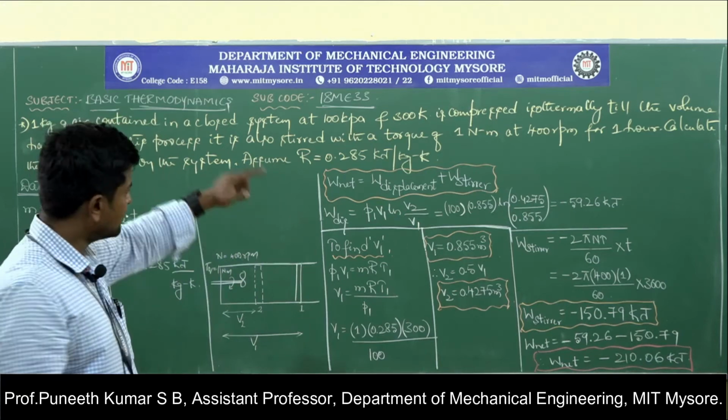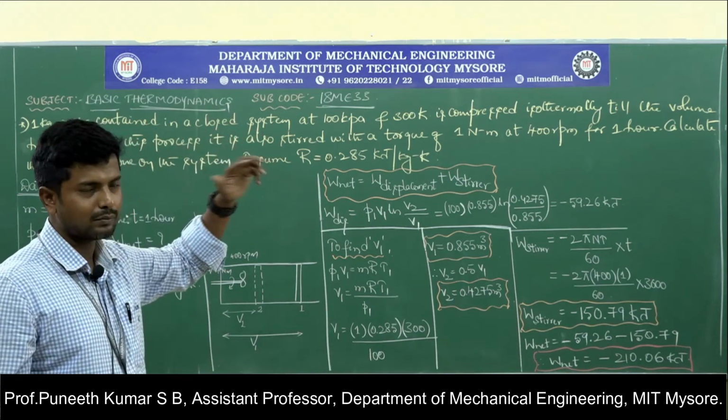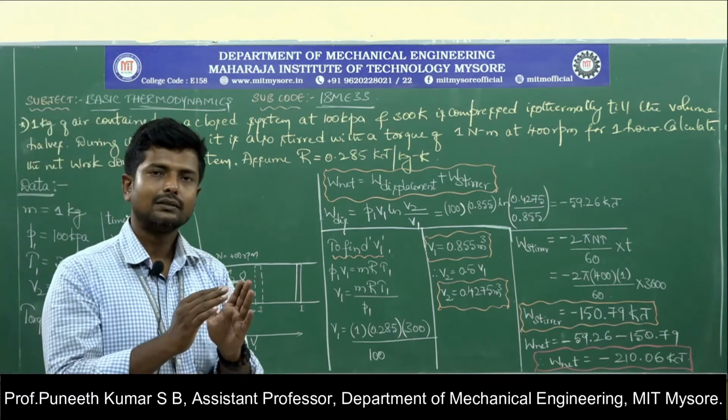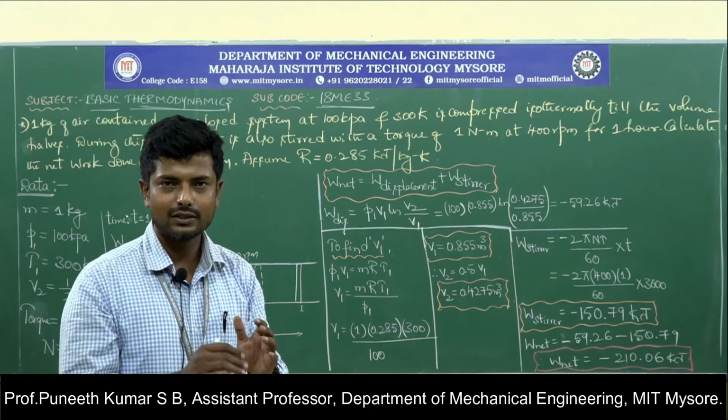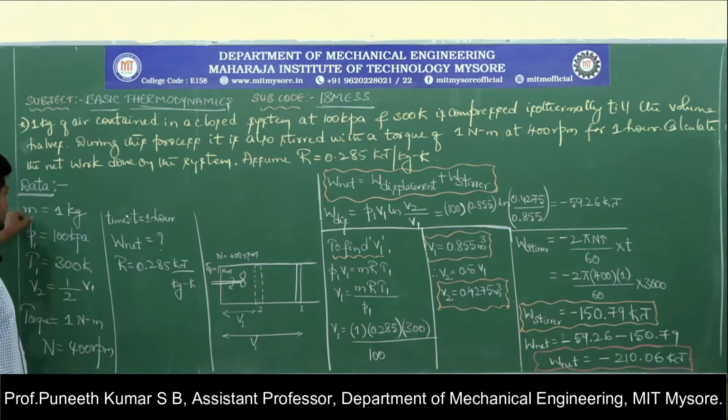Now in this problem we are witnessing two types of work done on the system. One is isothermal compression. The next work is the stirring work which is done on the system. So we have listed the data: the mass, which is the gas itself or the system mass, is 1 kg. The initial pressure is 100 kilopascal, the initial temperature is 300 Kelvin, and the final volume is half of the initial volume, which has been represented mathematically.